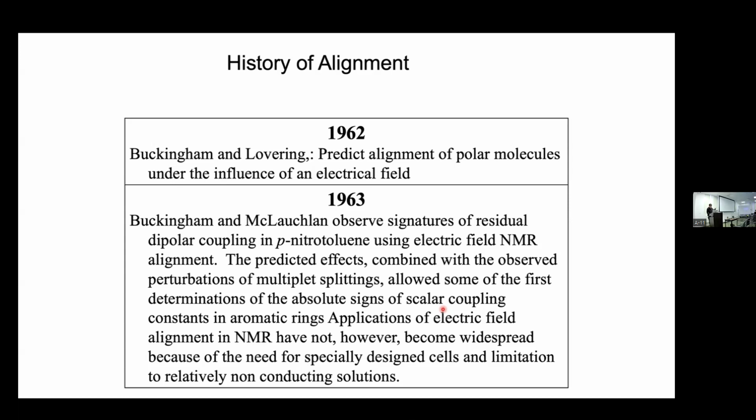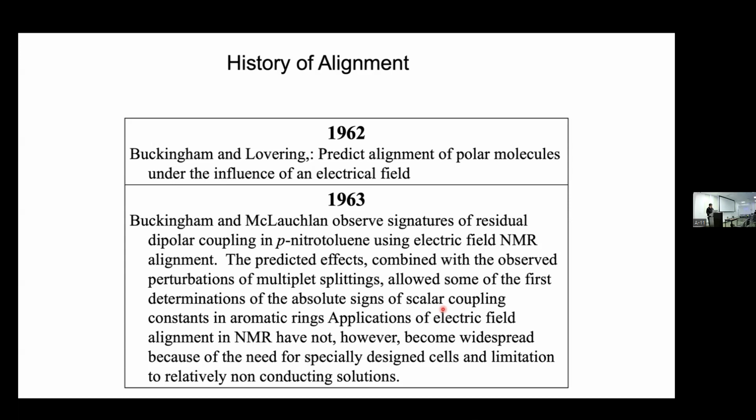And so it started, as usual with NMR, where you often start developments with small molecules, small organic compounds, and you do various things with them. This is also the case here. The idea that you could align something with electric fields was in 1962. And the first anisotropic measurement of a partially aligned system was dipole couplings in nitrotoluene using an electric field.